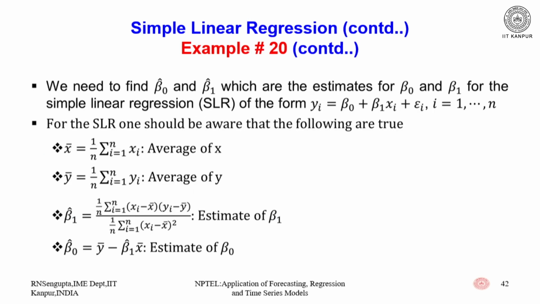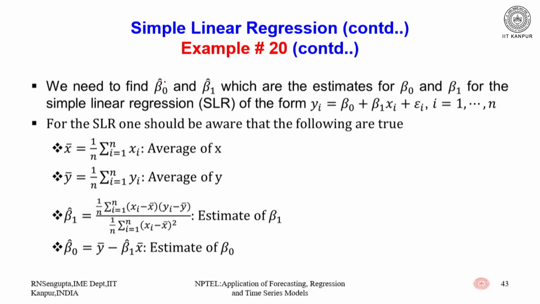So, as was mentioned, we need to find out the value of beta naught hat and beta 1 hat, which are the corresponding estimates of beta naught and beta 1 for the simple linear regression and the regression equation. As just shown in the last slide, there are 5 data points with corresponding values y 1 to y 5 and x 1 to x 5.